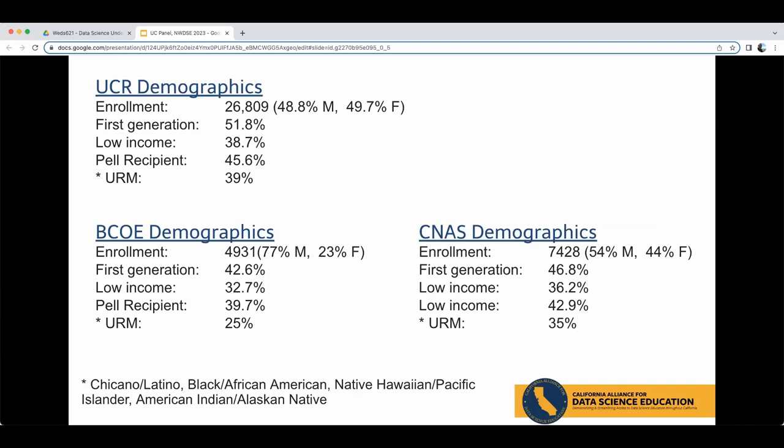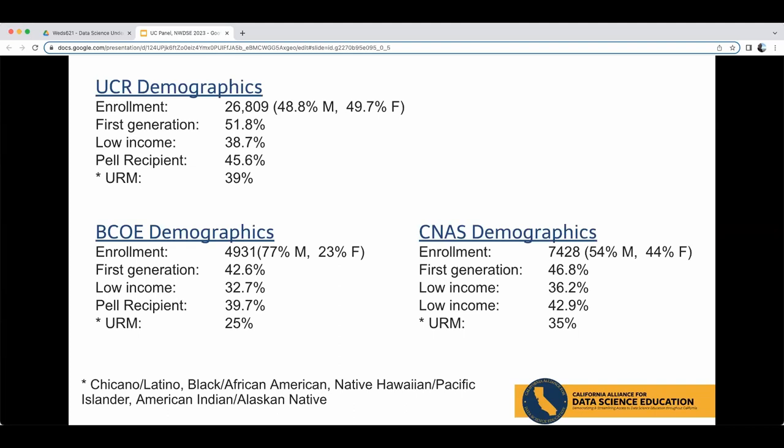This is the demographics for UCR as a whole and for our College of Engineering and our College of Sciences. And I put both here because our data science program is across these 2 colleges and across 2 departments. So you can get a little bit of a view. As you can see, UCR is very, very diverse in that we have a lot of first generation college students, a large underrepresented minority students and low-income students.